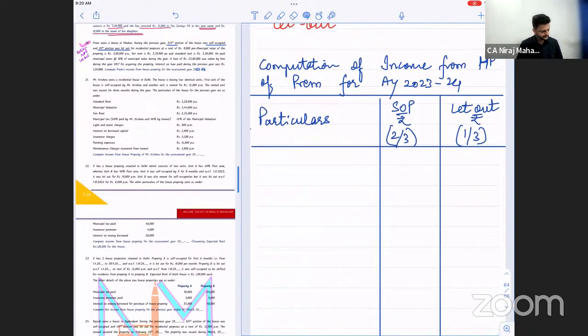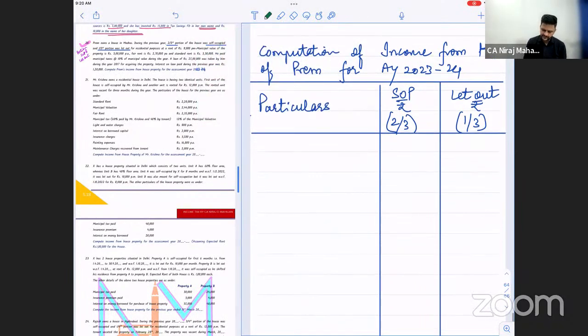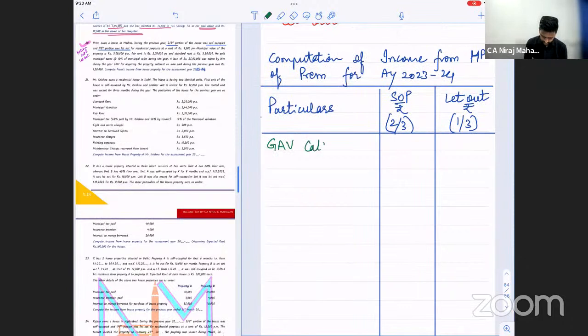All okay here, all of you? Tell me. All right, let's go ahead. What do we start with? Obviously, first with GAV calculation. Don't forget GAV calculation. It is higher of MV or FR subject to SR. Now, if you do it for the entire property only once, that is fine, and then we will apportion. Instead of apportioning three things, municipal valuation, fair rent, and standard rent, we'll do it for the entire property, because GAV for SOP is nil. So we'll calculate for the property and just take 1/3 for the let out part.